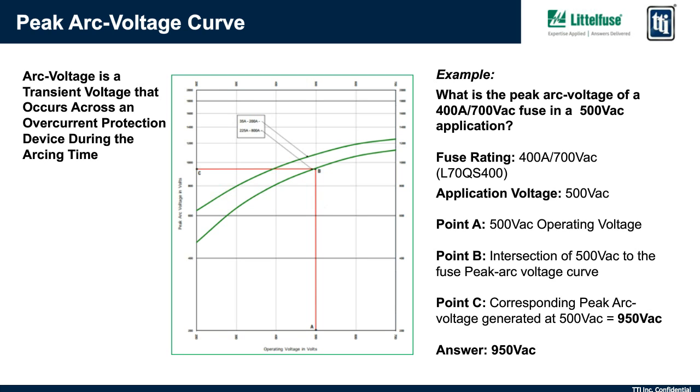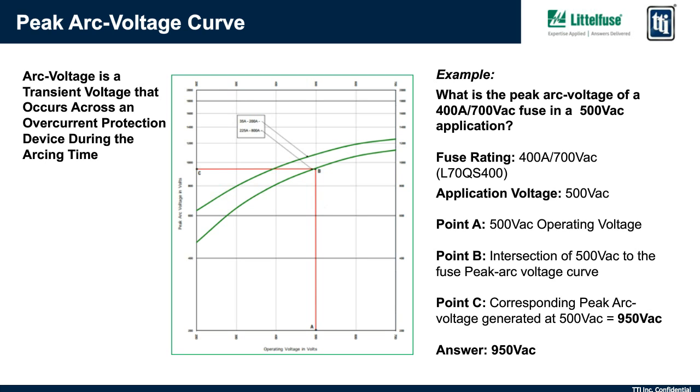So here, let's walk through a quick example. Let's look for the peak arc voltage of a 400 amp, 700 volt AC fuse in a 500 volt AC application. For example, it's a Littelfuse L70QS400 product. It's just 400 amps, 700 volts AC. The application voltage is 500 volts AC. So that would be point A on the x-axis at 500 volts.